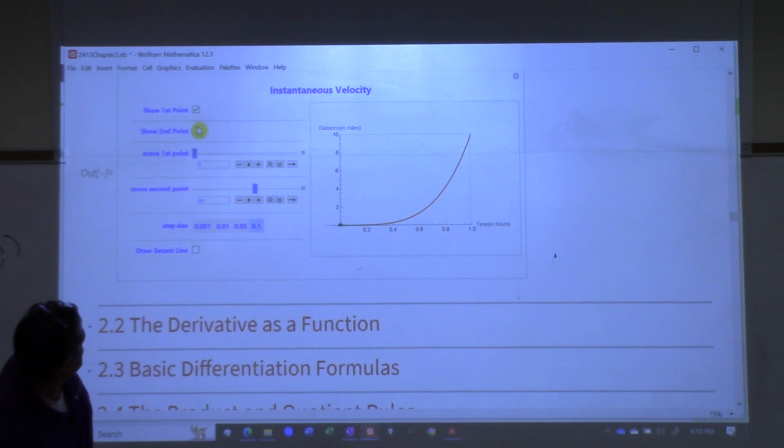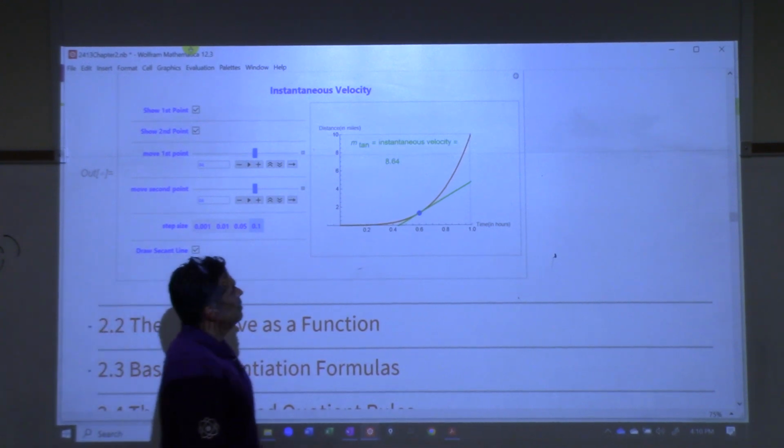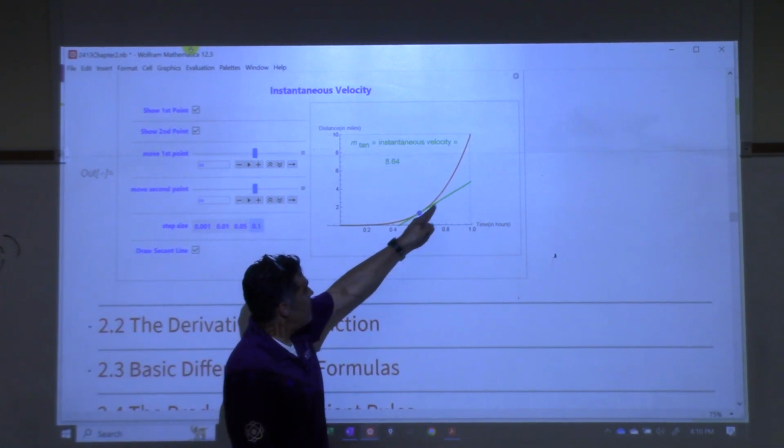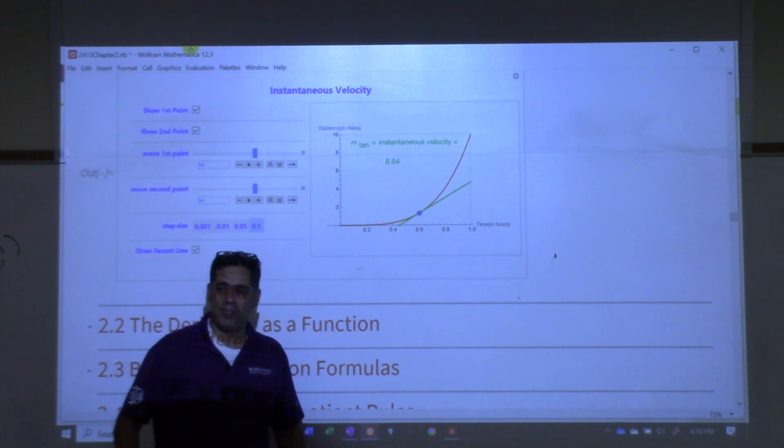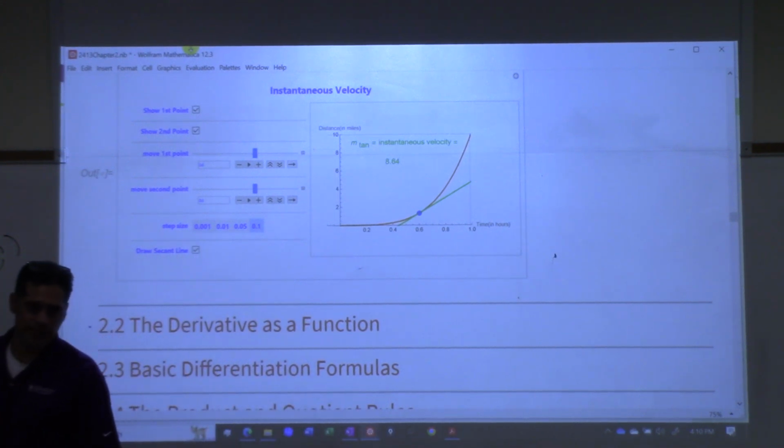I've drawn this too many times. I don't think I need to draw it again. I don't remember what this does. So let me move it here. Yeah, there we go. So that would give us the slope of the tangent line right there, which would give us the instantaneous velocity.